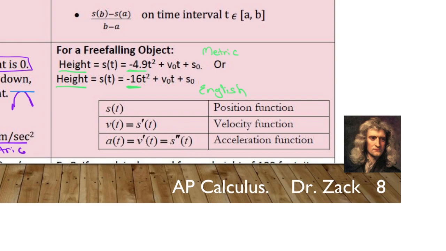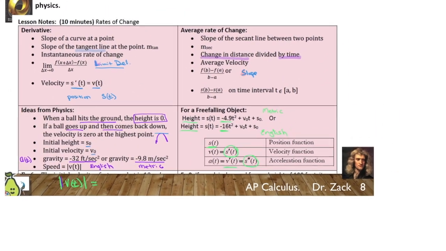Your position function is usually s of t. If you take the derivative of your position, you're going to get velocity. If you take the second derivative of position, or v prime of t, you get acceleration. So they are all interconnected.